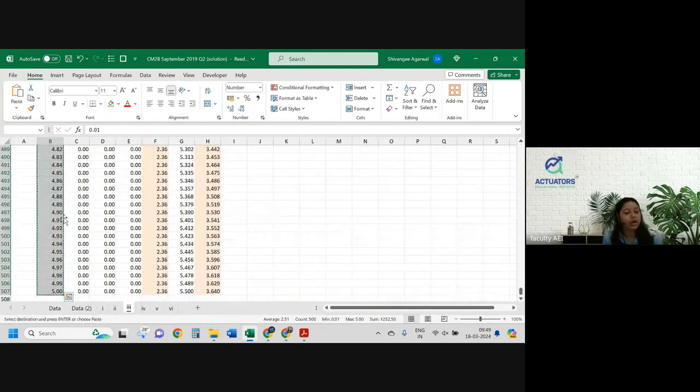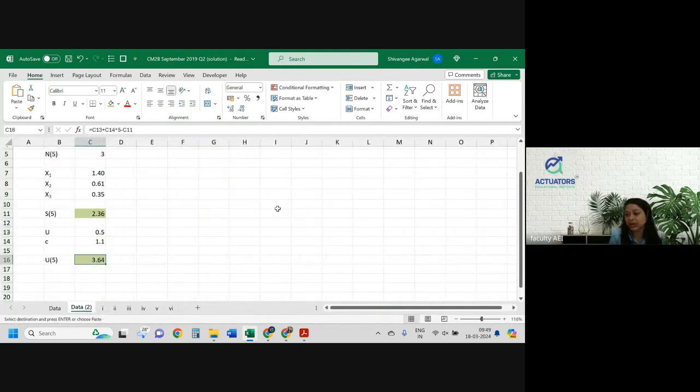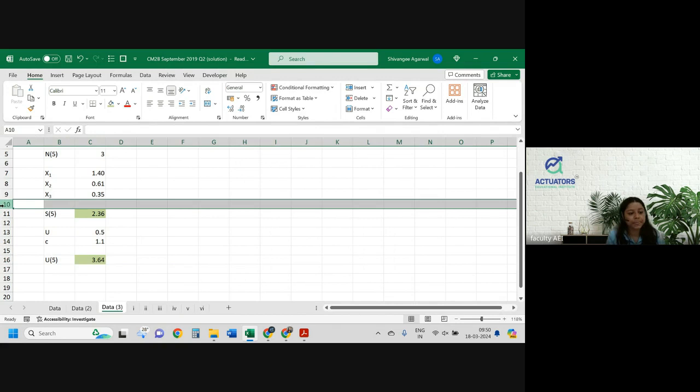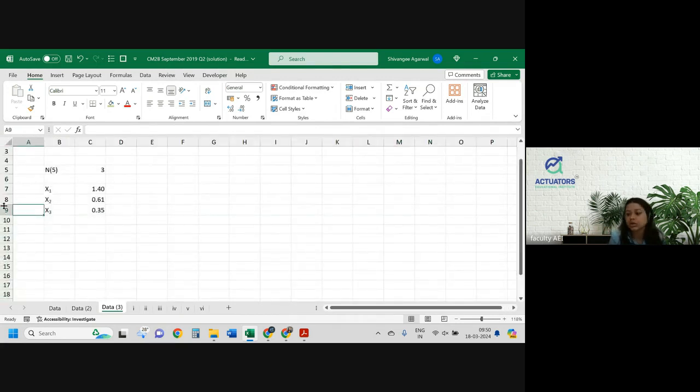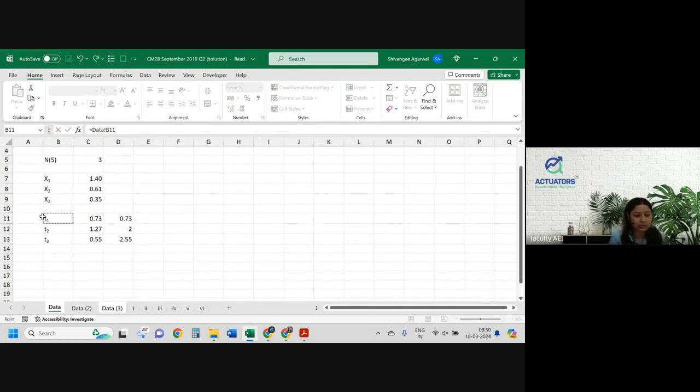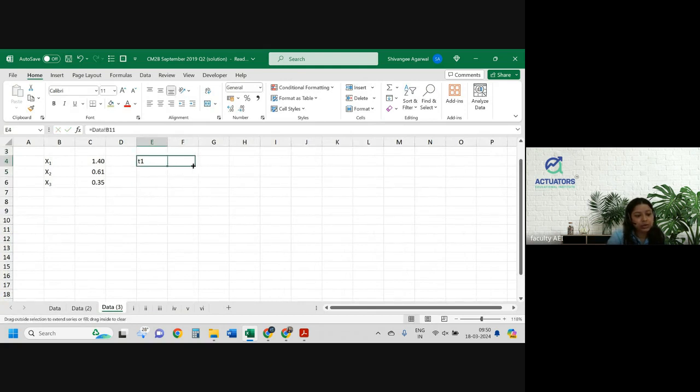So I'll maybe make a copy. If you want, you can create one new sheet or you can do it over here itself. Let me create a new sheet only, because the existing sheet has answers, so I don't want to do it there. Okay, we don't need this either. Let's take the times from the first sheet, which is this. Okay, so these are our times. We can also take the values C and U from here. We don't need anything else.